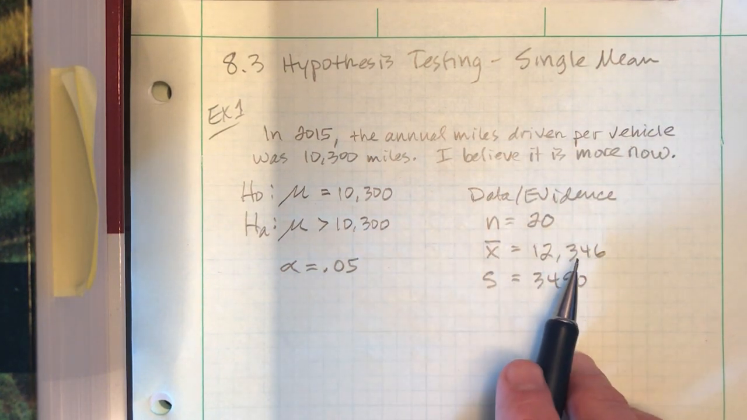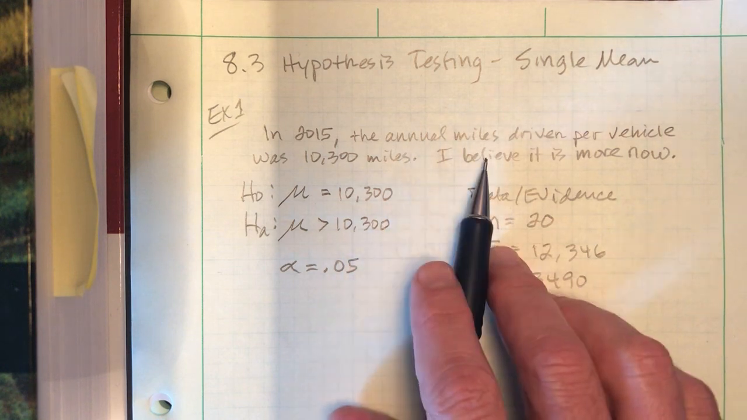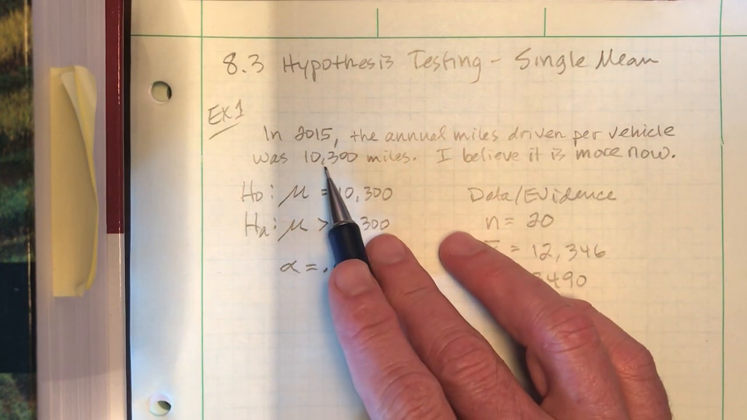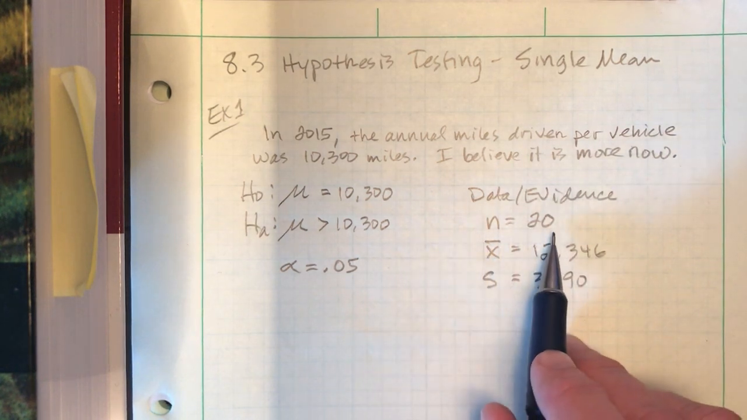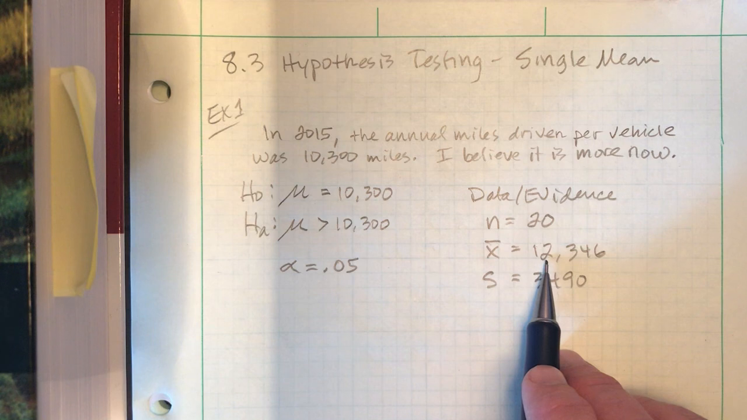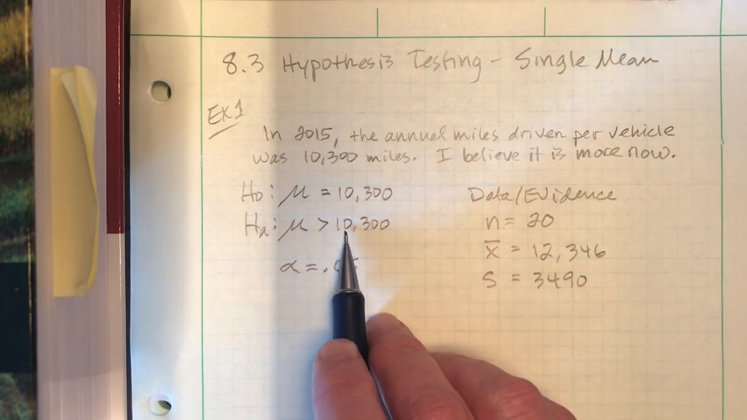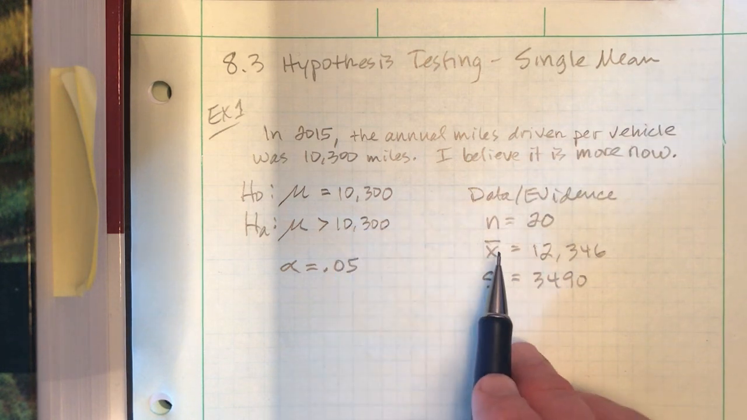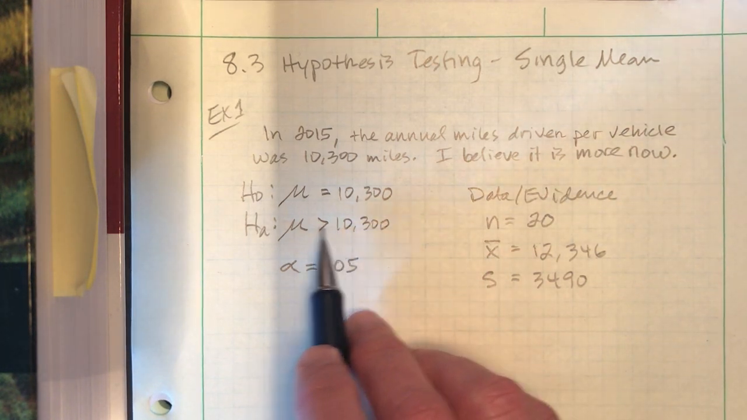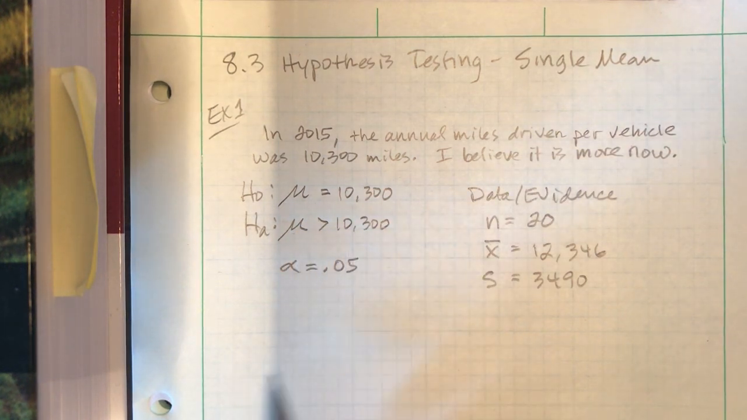So again, this claim is about all vehicles in the United States, that the average amount driven is over 10,000 miles. I randomly selected 20 cars, and their average was 12,000. Does this support my alternative so far? Yes, it does. That always should be true right now. My sample mean is greater than this. Is that enough evidence to say that the population mean is more than 10,300? I don't know yet. Let's find out.